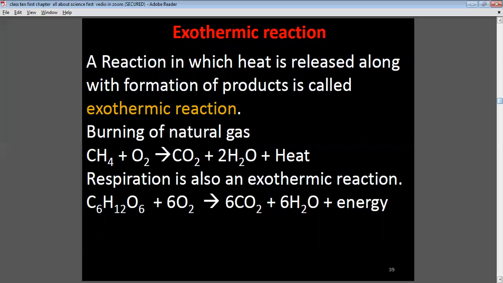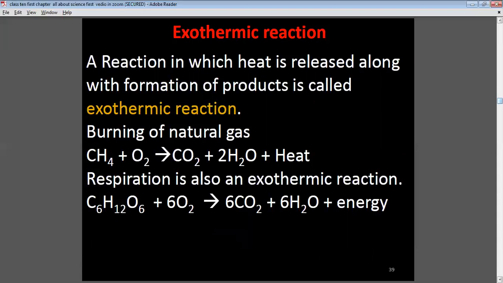What is an exothermic reaction? In an exothermic reaction, heat is produced. The definition of exothermic: a reaction in which heat is released along with the formation of product is called an exothermic reaction. For example, burning of natural gas, methane. The formula is CH4 plus oxygen, forming carbon dioxide and 2 molecules of water, and heat is released. The release of heat is known as an exothermic reaction.